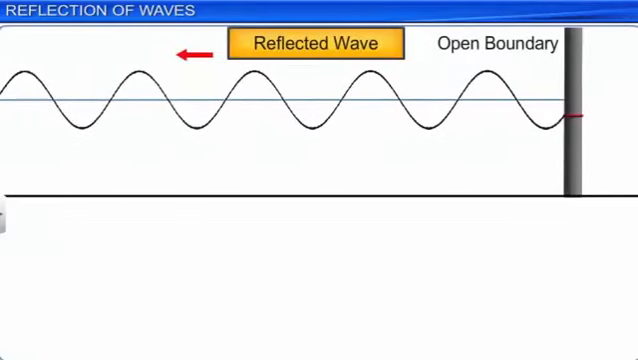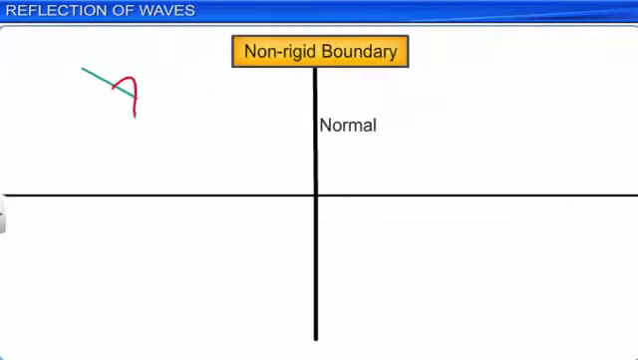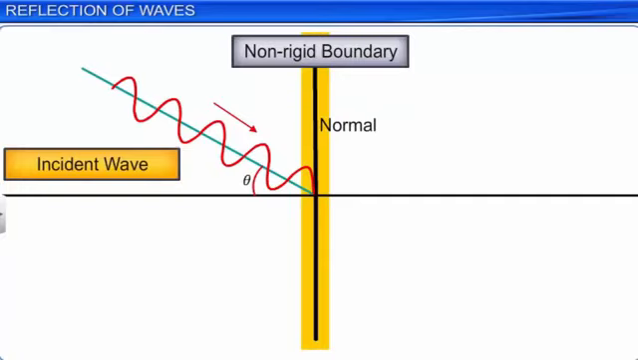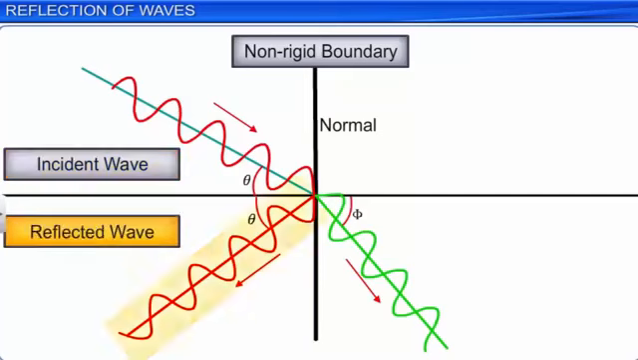When a wave is incident obliquely on the boundary between two different media, we know that a part of it is reflected and a part is transmitted to the second medium. This transmitted wave is called the refracted wave. Refraction of waves follows Snell's laws of refraction, as in the case of a beam of light.